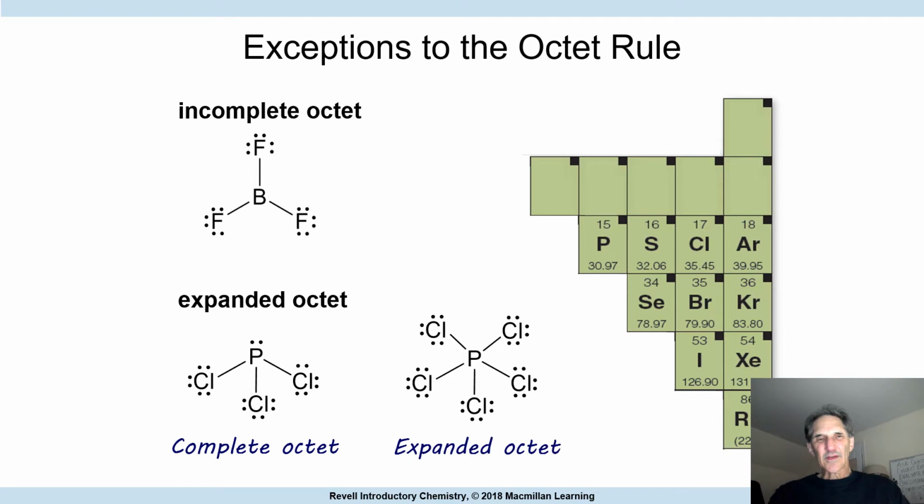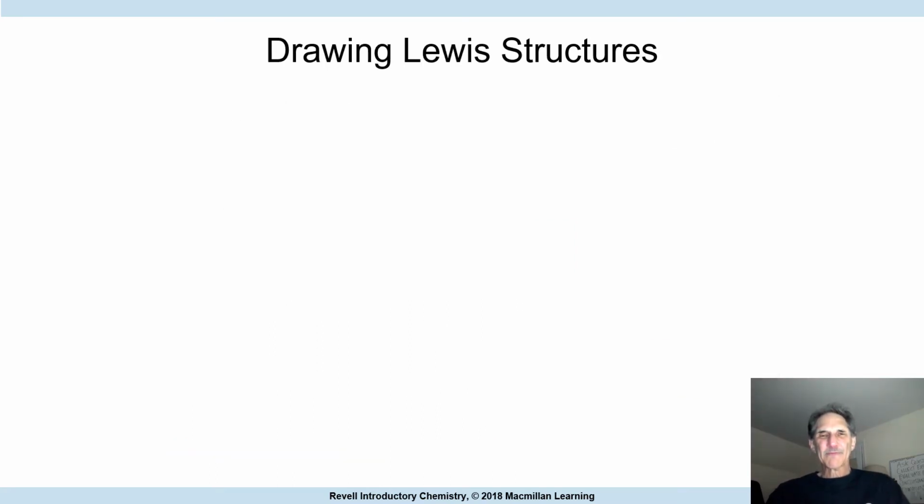But it also can form this molecule with 5 chlorines, or phosphorus pentachloride, and that's because it's able to expand some of those electrons from the d orbital to form an expanded octet. So these are a couple of examples.